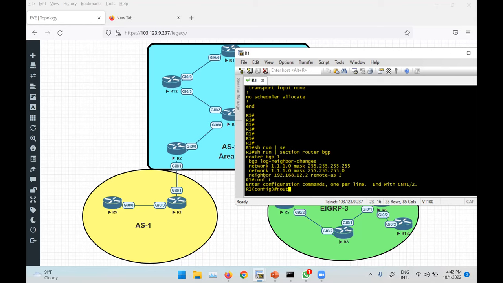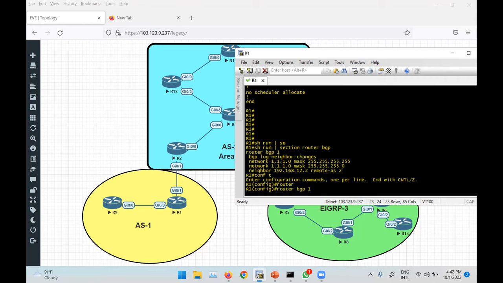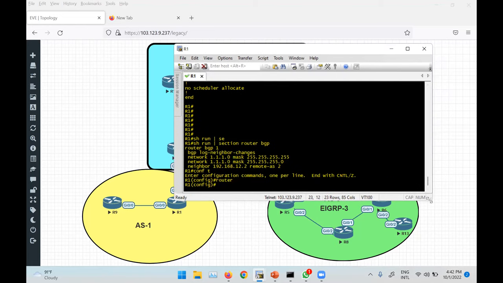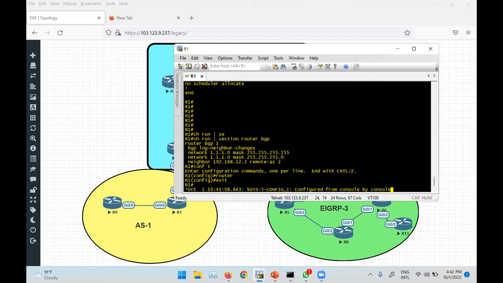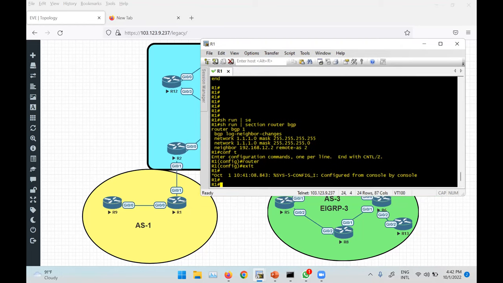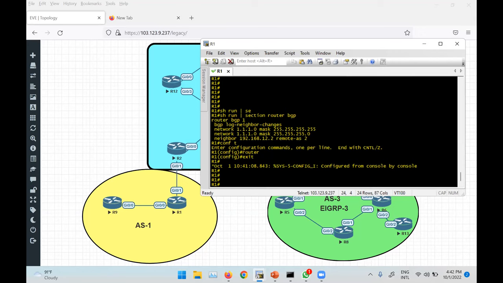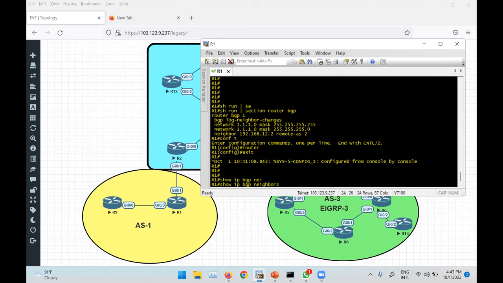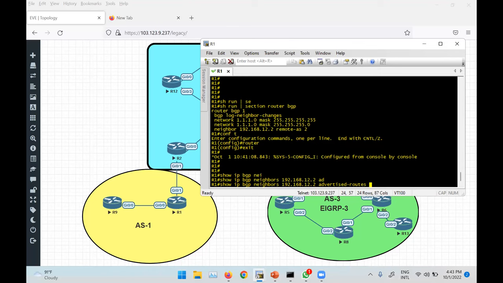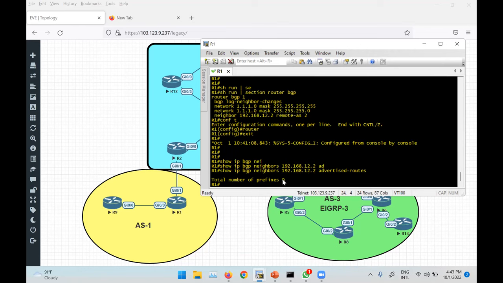Router BGP 1. Before checking that, how can we check whether we are sending the prefixes to R2 or not? How will we check whether R1 is advertising the BGP prefixes? For checking, use show ip bgp neighbors 192.168.12.2, which is the neighborship IP, then advertised-routes. Which routes are you advertising to your neighbors? If you see, you are not advertising any route to R2.